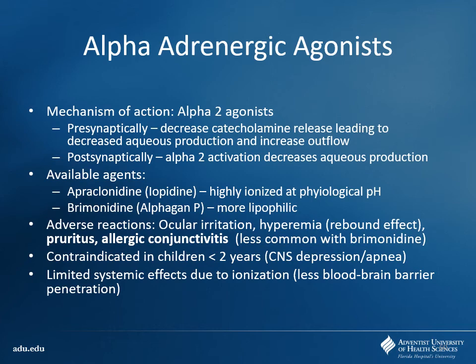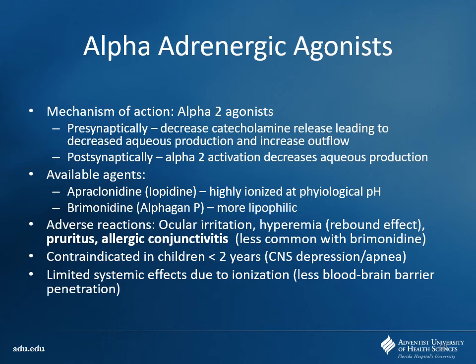So when we see drugs like these used systemically, they're good for decreasing things like heart rate and blood pressure. Here, they work in the eye directly to help increase outflow from a presynaptic standpoint, and then work postsynaptically to cause decreased aqueous humor production. So again, it's a dual mechanism. The two we have are apraclonidine and brimonidine.